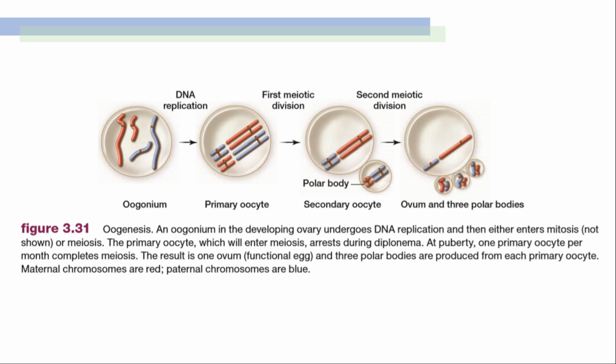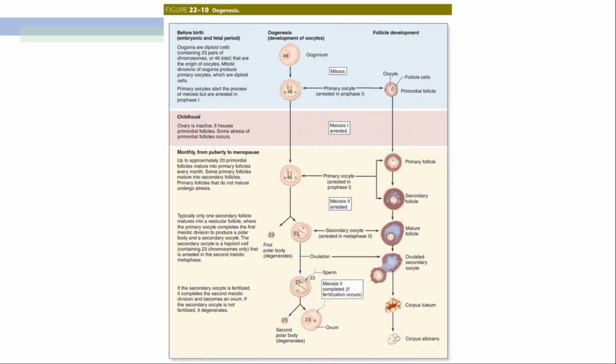Yung primary oocyte, isasalang sa first meiotic division, producing 2 haploid cells. Yung isa malaki, we call that the secondary oocyte. Yung isa naman maliit, which is called the first polar body. Yung secondary oocyte ay mag-undergo ng second meiotic division to produce one large cell and another polar body. Sa illustration na ito, pinakita na yung first polar body ay nag-produce ng dalawa pang polar bodies. So, at the end of the second meiotic division, 3 polar bodies yung na-produce plus isang malaking cell, which is the ovum.